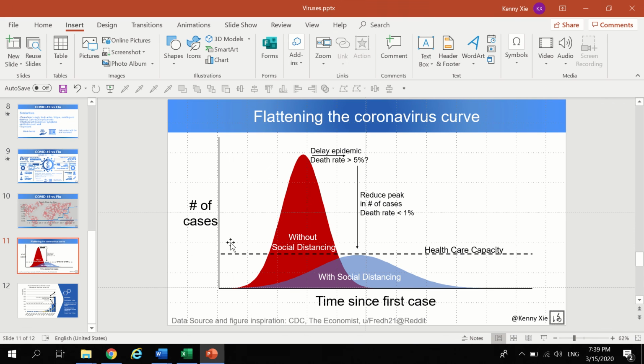And I copied the graphic into PowerPoint and also made some decorations. I added a dotted line in here showing the healthcare capacity. And that's about it.